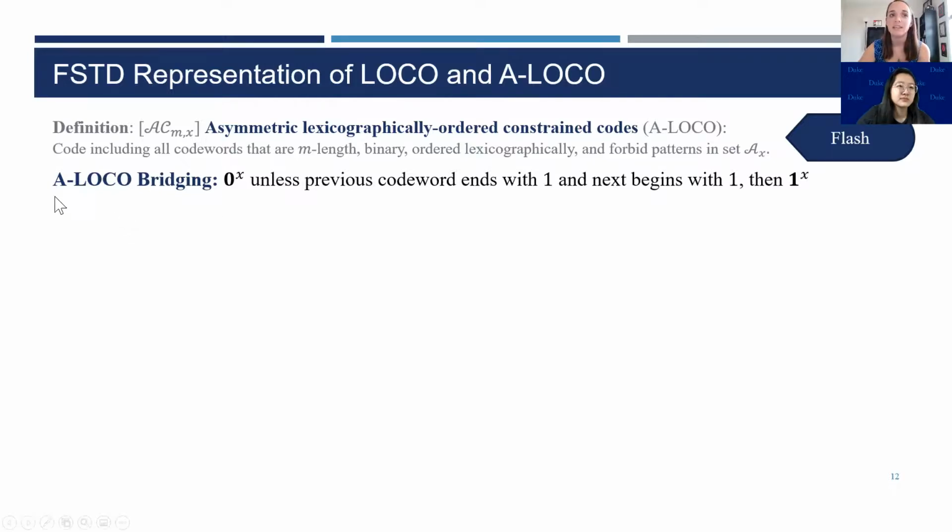And so typically ALOCO bridging patterns are 0 to the x unless the previous code word ends in a 1 and the next code word begins in a 1. Then we're going to use 1 to the x. And so that just means that if ALOCO and x equals 1, then you're going to have just a 0 in between every code word and its next one, unless you fit the constraint I just mentioned, then it's just going to be 1.